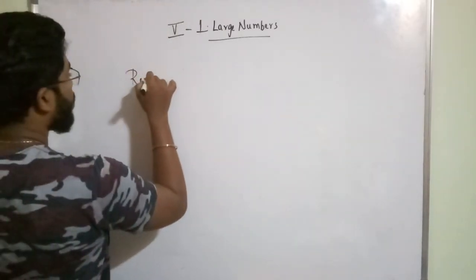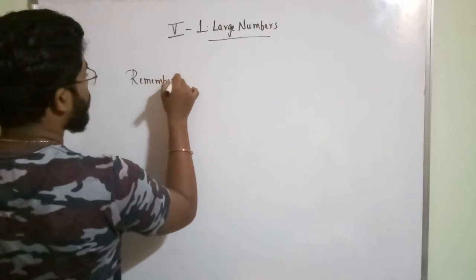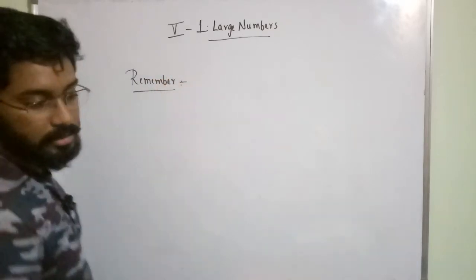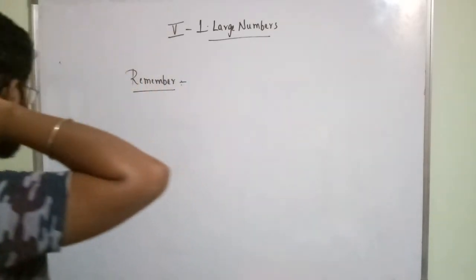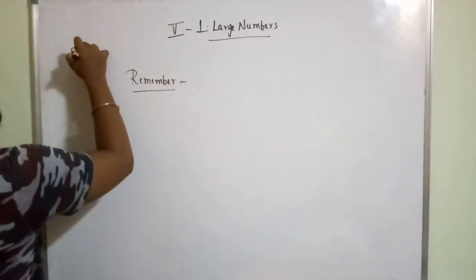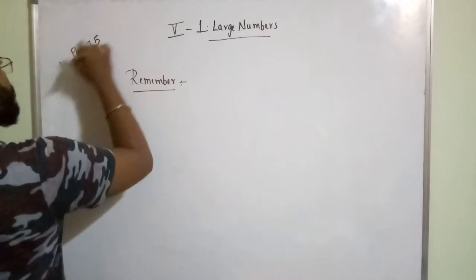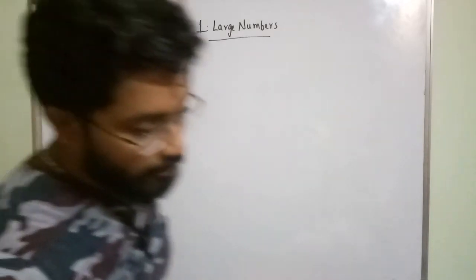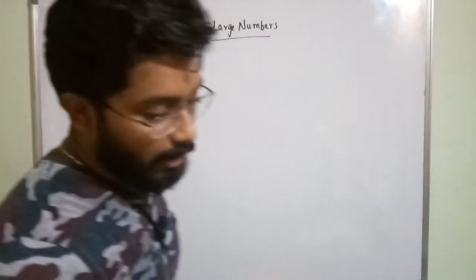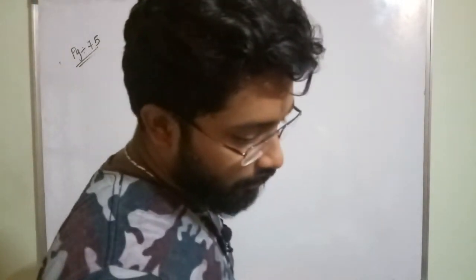So in today's class we will discuss some points given in the remember section on page number 75. Okay, so let's discuss them. The smallest 11 digit number in Indian place value chart is 1000 crore.